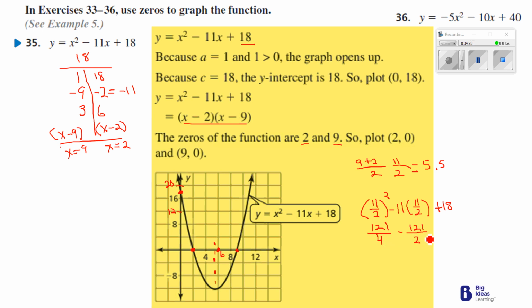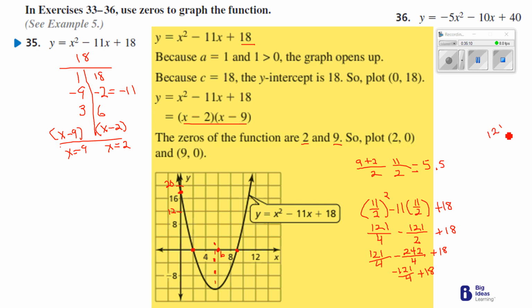Now we're going to have to multiply this by 2 over 2 in order to get common denominators. So this is going to be 121 over 4 minus 242 over 4 plus 18. This is going to give us negative 121 over 4 plus 18. We could take 18 and put it over 4 over 4. Or I could even take 121 and divide it by 4.